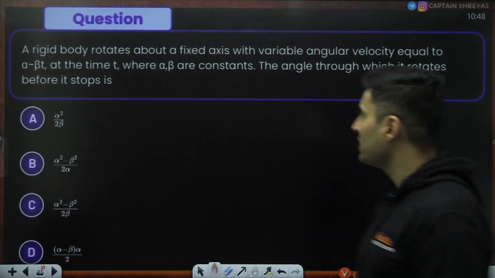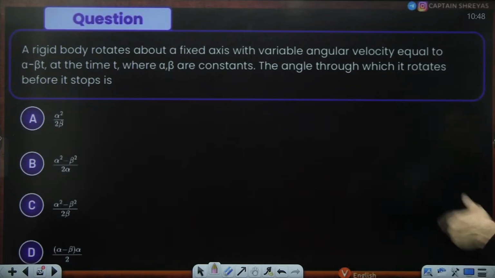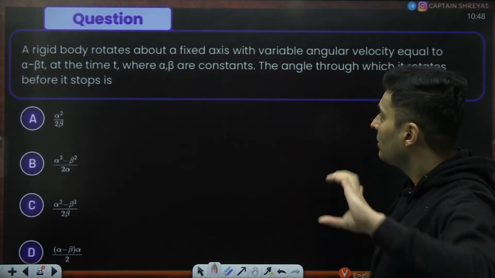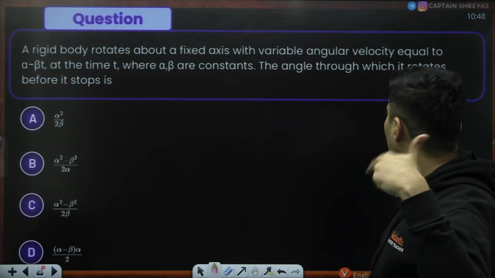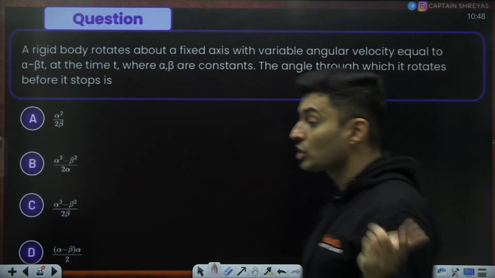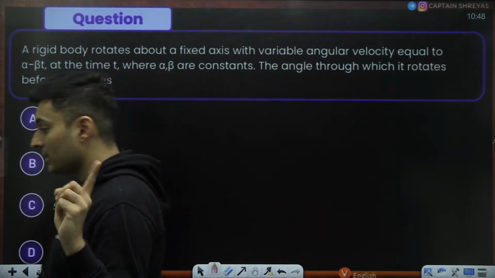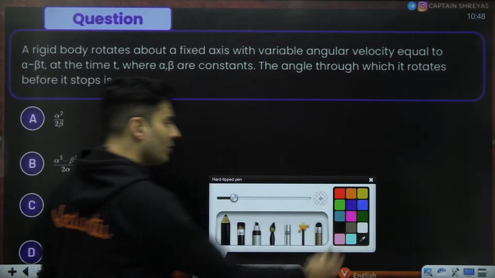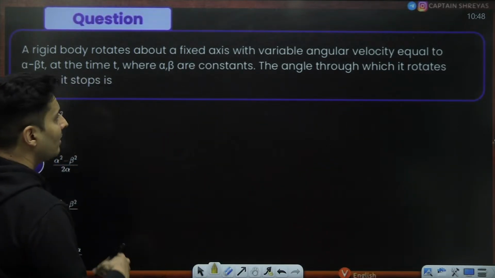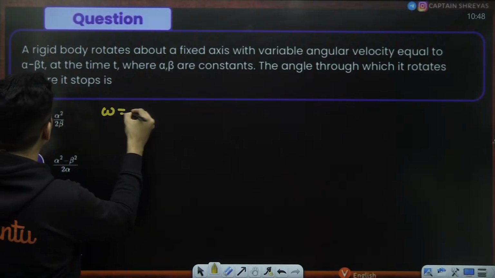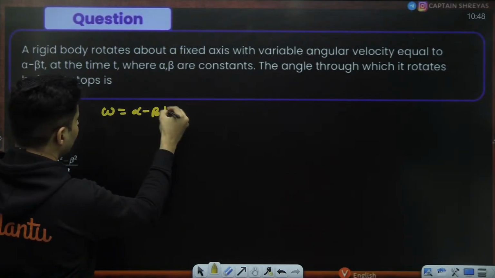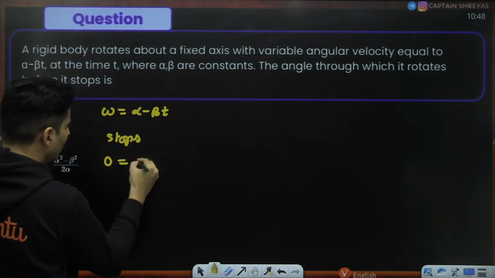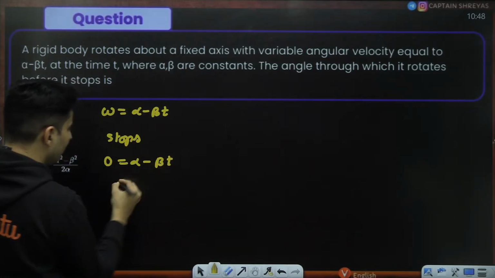A rigid body rotates about a fixed axis with a variable angular velocity, alpha minus beta t, at some time t, whereas alpha and beta are constants. Find the angle through which it rotates before it stops. Very interesting. Just check it out. This is definitely not so straightforward either. Angular velocity is given to be alpha minus beta t. So when it stops, omega will be 0. So alpha minus beta t will be 0.